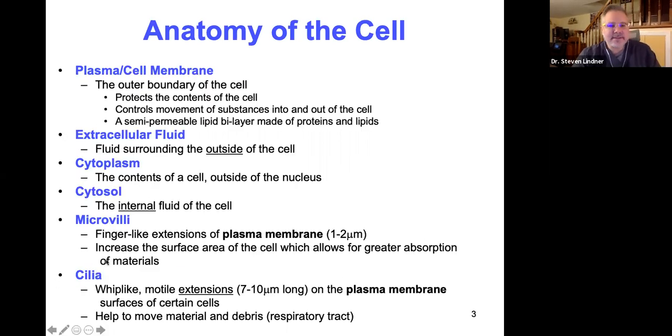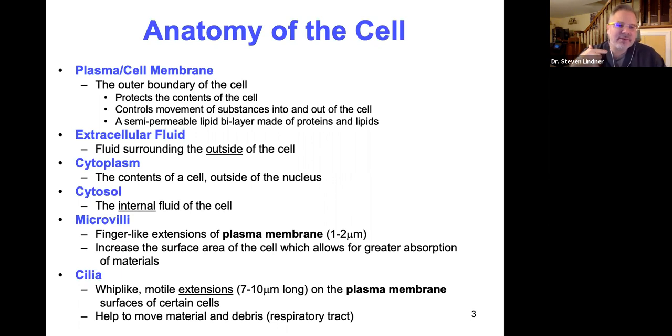Microvilli and cilia, they're somewhat similar. They're both finger-like extensions, except the cilia are larger and the microvilli are much smaller. The cilia help to move the cell. They can move and they can whip around quickly so that it can mobilize the cell and move it around. Sometimes the cell membrane is called the plasma membrane, and that's where you'll see them kind of hanging off of that.